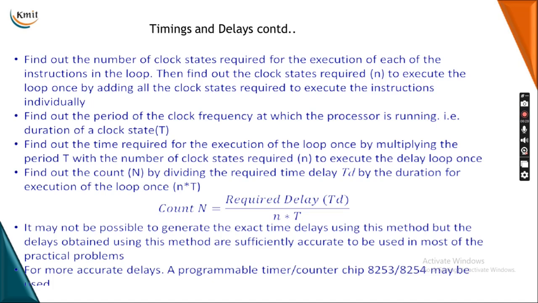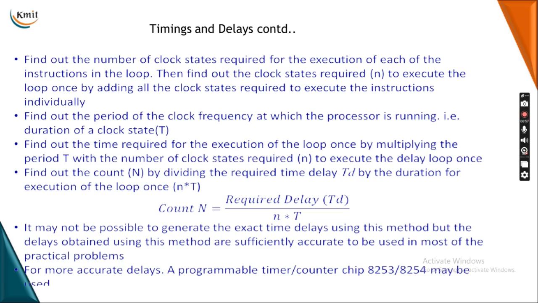We need to find out the number of clock states required for the execution of each of the instructions in the loop, then find out the clock states required, which is n, small n, to execute the loop once by adding all the clock states required to execute the instructions individually. Then find out the period of the clock frequency at which the processor is running, that is the duration of the clock state, capital T.